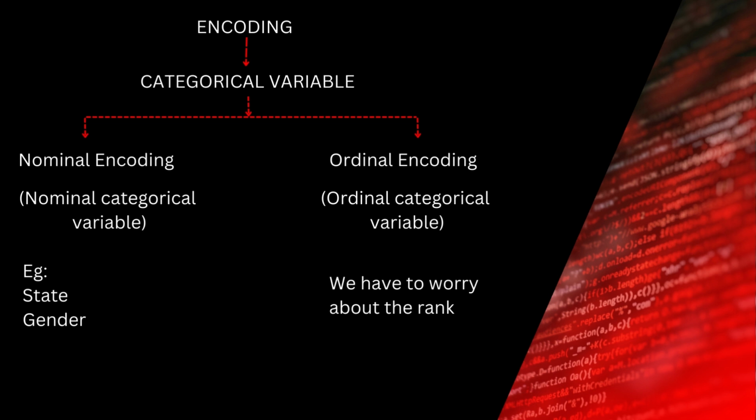In ordinal categorical variables, we have to worry about ranks and orders. Ordinal means we can rearrange the categories based on ranks. Whenever we use ordinal encoding, we need to use these techniques on rank or order. Any categorical data which has ranks or orders, we can use ordinal encoding techniques. And when we're talking about state, gender, true or false, anything like that, then we use nominal categorical variables.